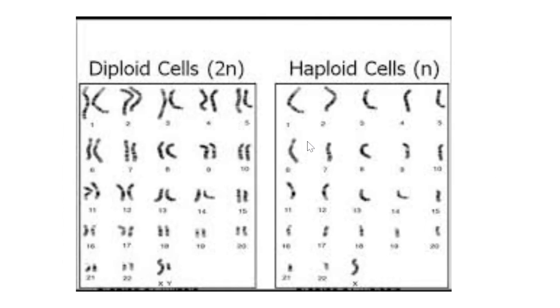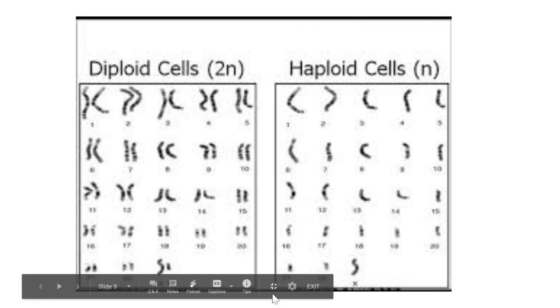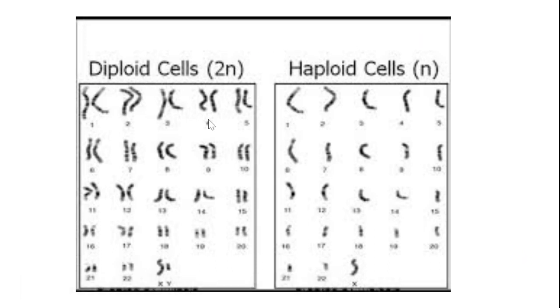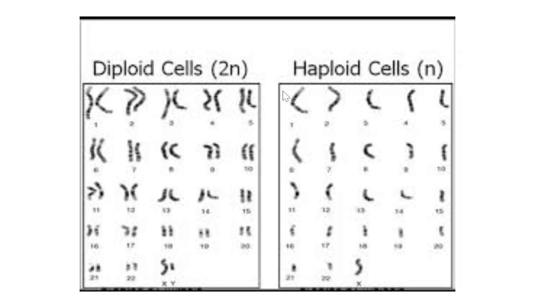Now, we're able to see these things using something called a karyotype, and I'm going to describe what that is here in a minute, but this is a karyotype. So you see on this side, I have a karyotype of a diploid cell. Diploid, the abbreviation for it is 2N. So you see there's 23 pairs of chromosomes. Over here in haploid cells, there's just 23 individual chromosomes. So this would be a sperm or an egg cell. This would be a regular body cell or a somatic cell.